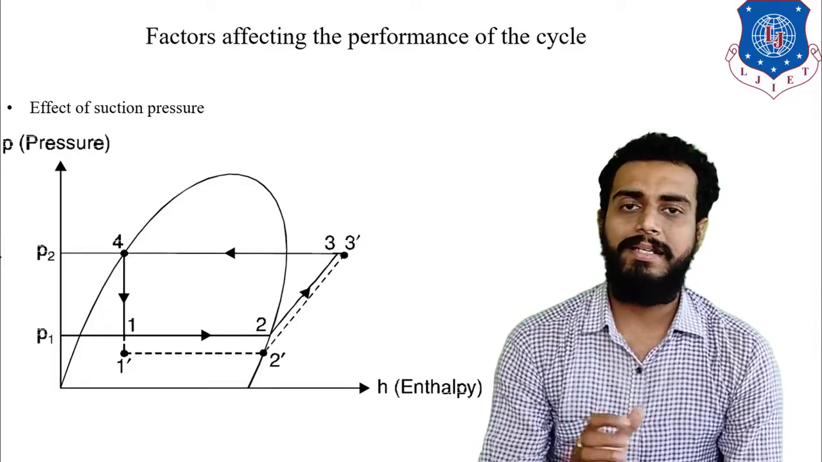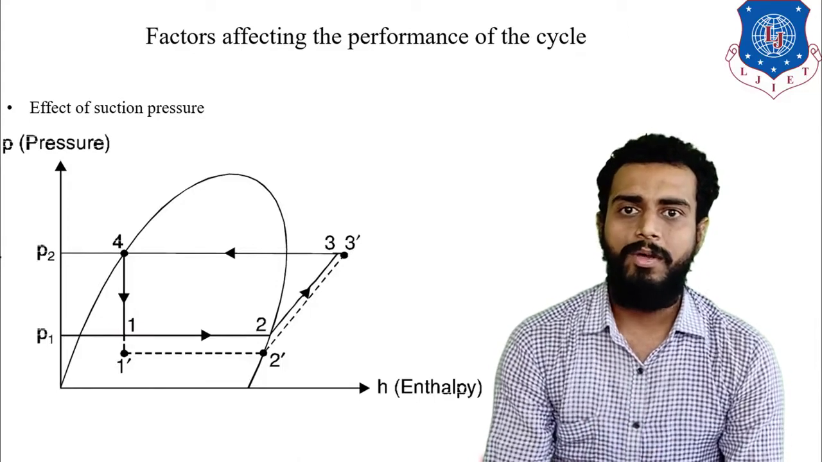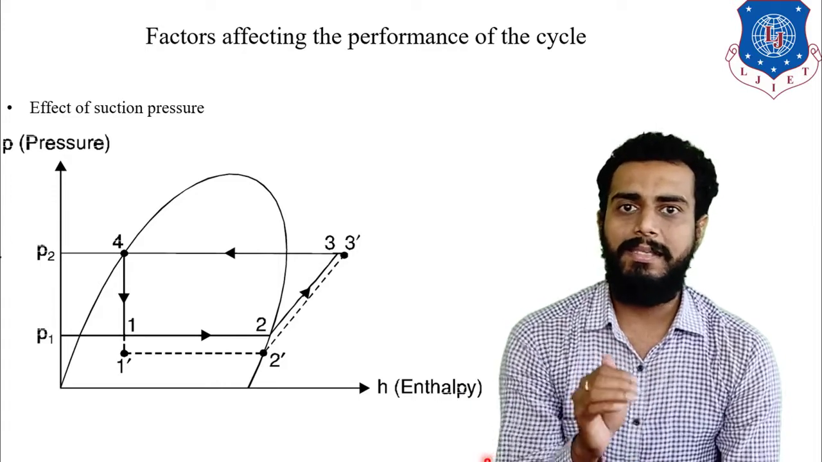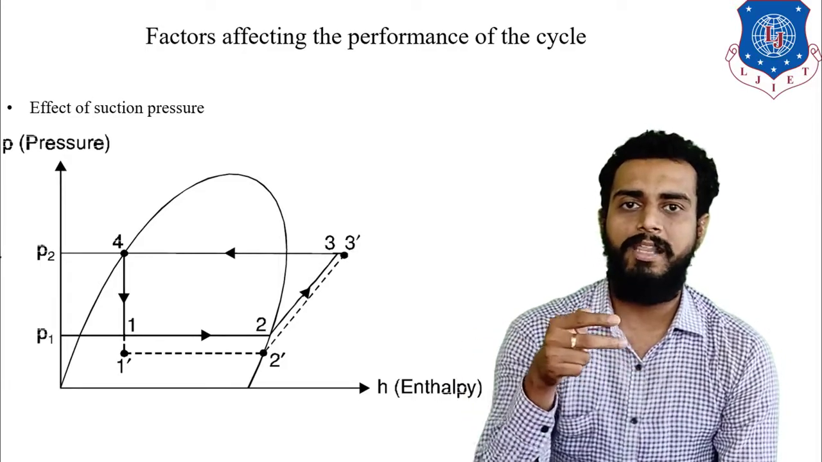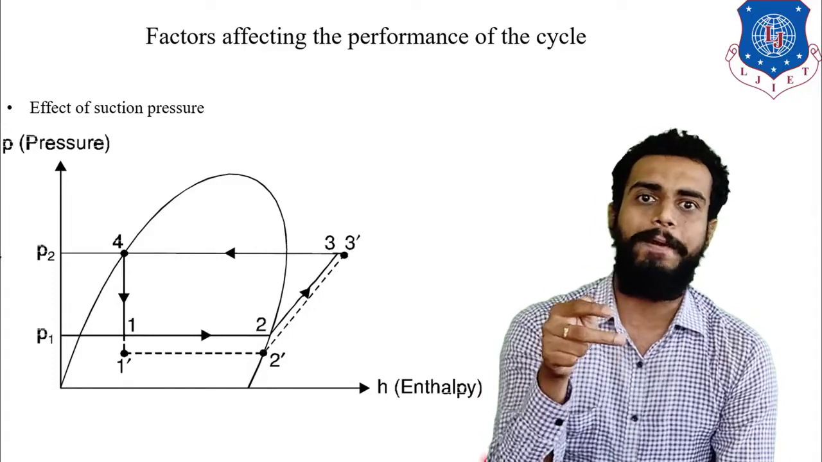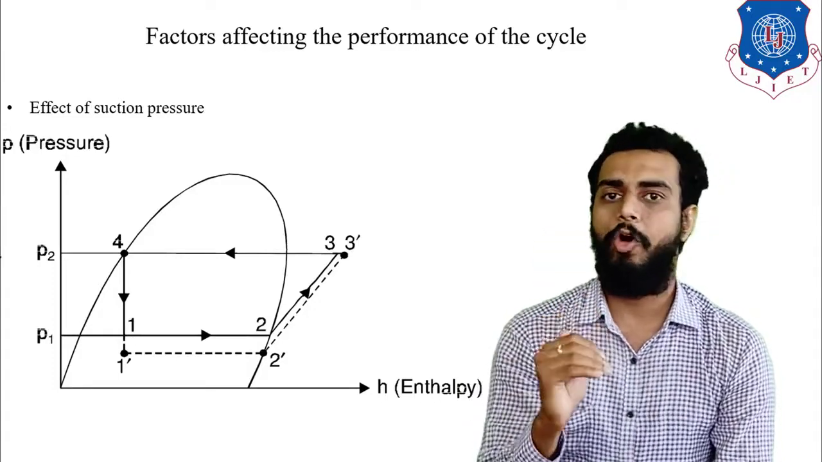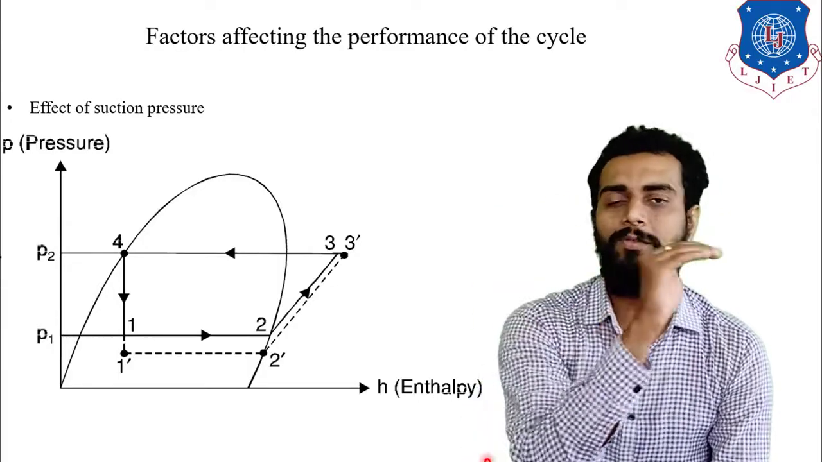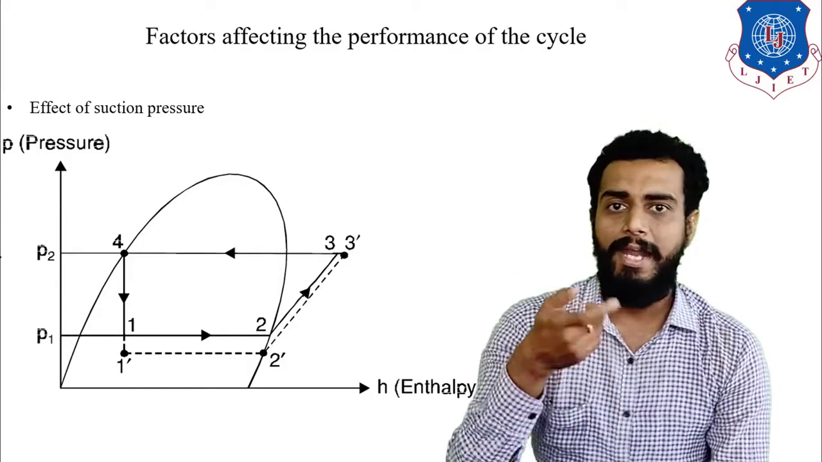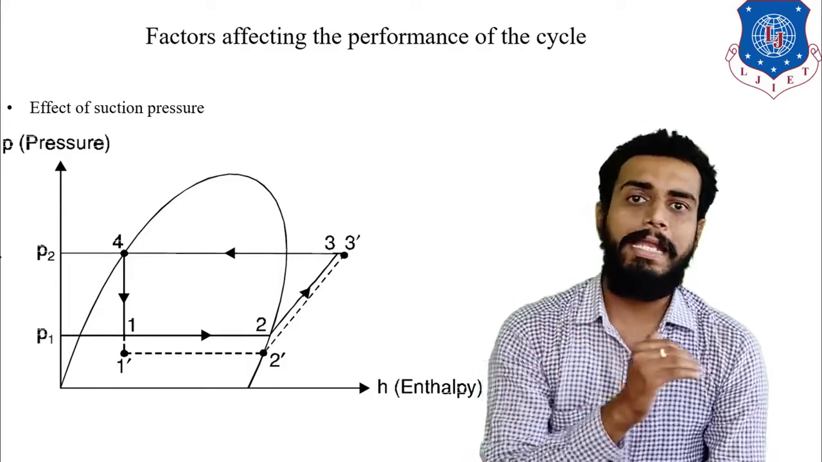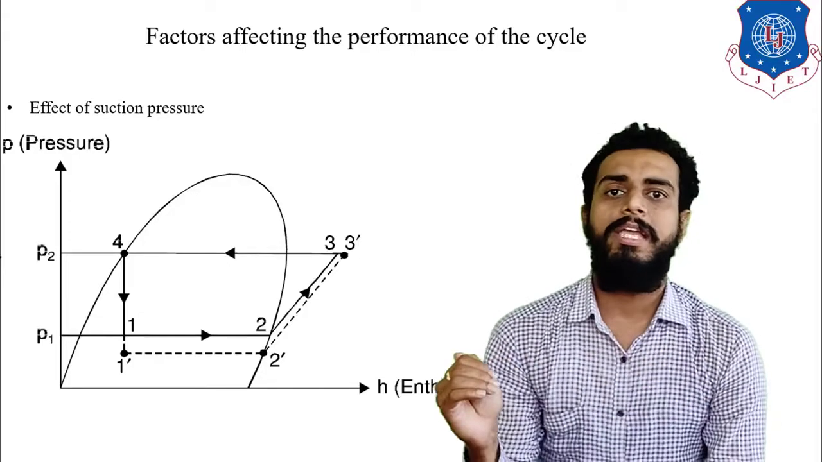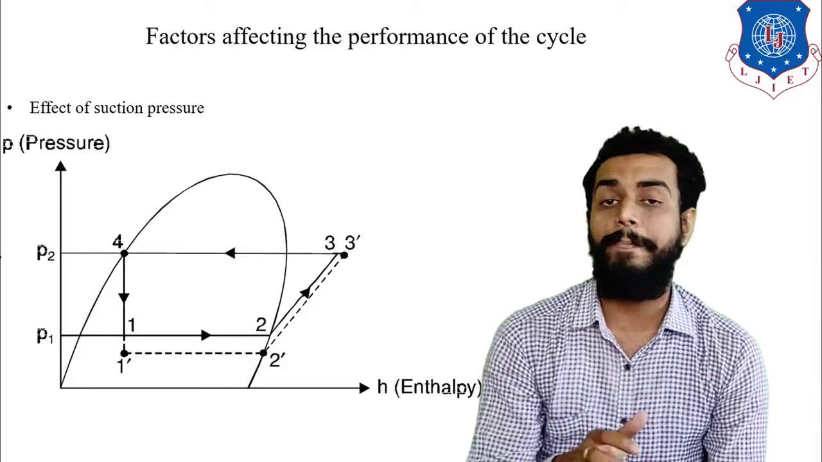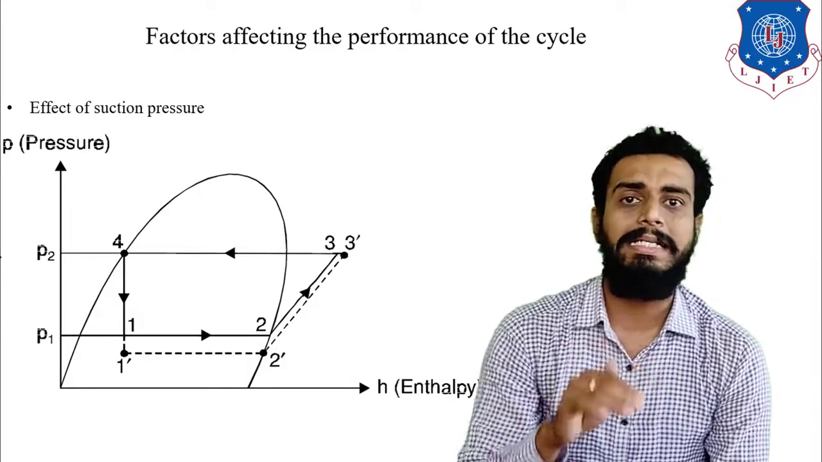Right. Now let us understand here that the evaporator or suction pressure corresponds to 1 to 2, because in the pH diagram we have only two pressures, high pressure and low pressure. High pressure corresponds to the outlet of the compressor or the condenser area, and low pressure corresponds to the inlet of the compressor or the evaporator section. So here the low pressure, or suction pressure, or evaporator pressure, we are decreasing.